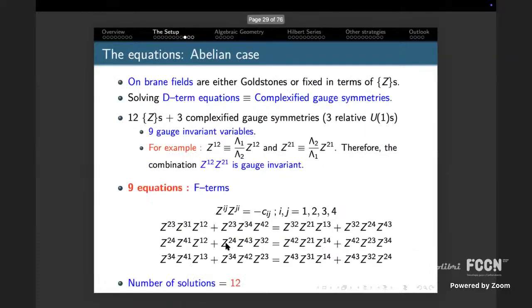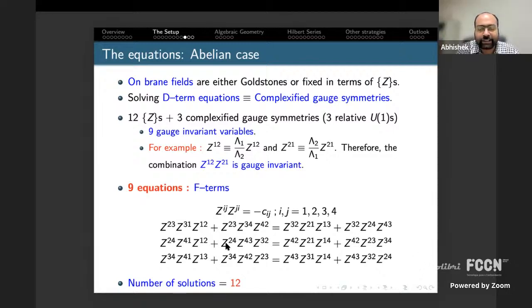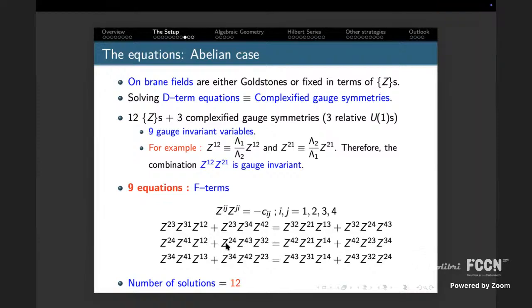One question: by abelian, you mean there is only one brane of each kind? Yeah, one brane of each. Okay, so the charges are 1, 1, 1, 1. I see. Thank you.